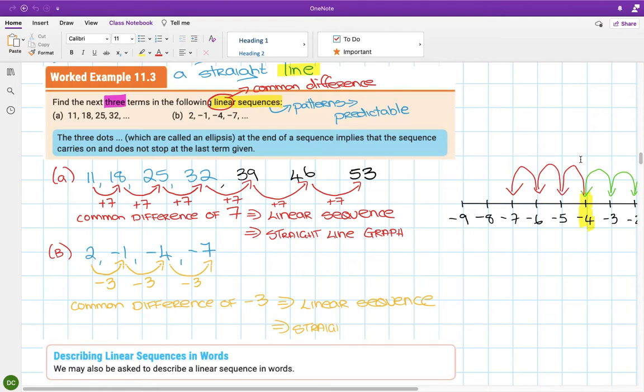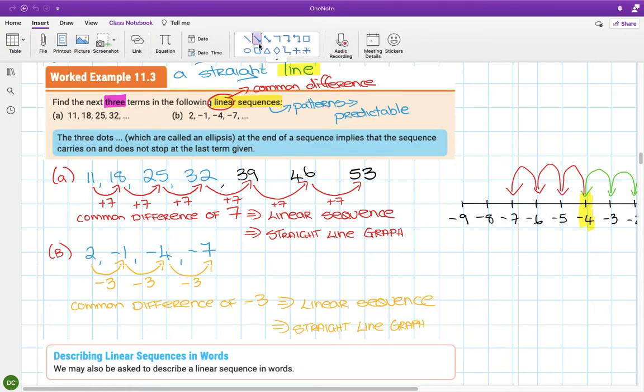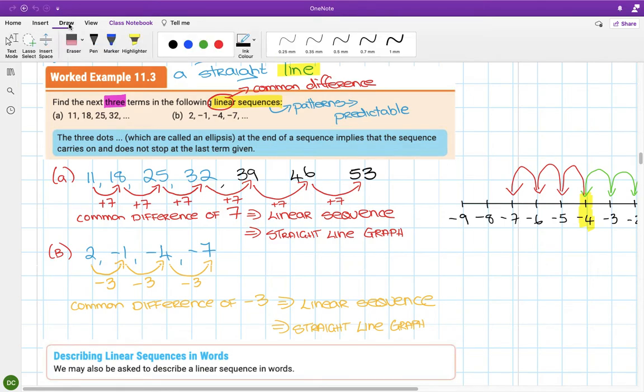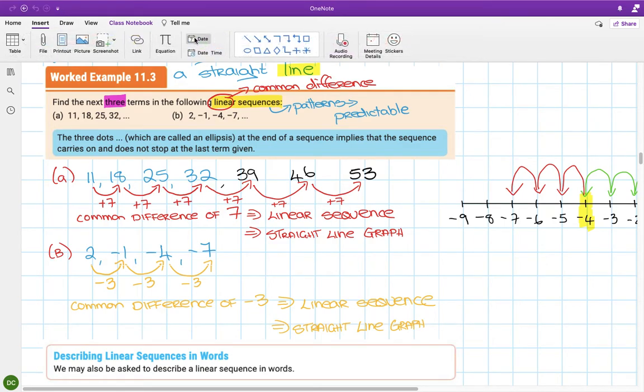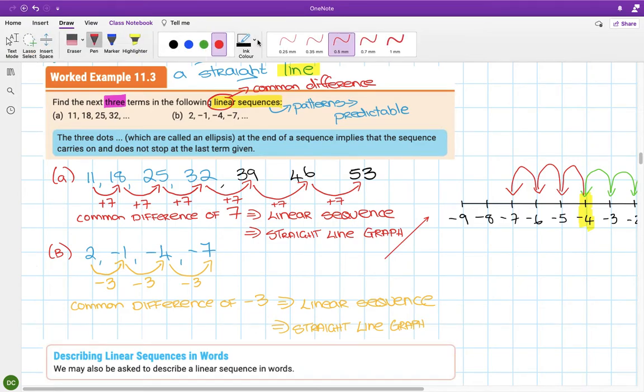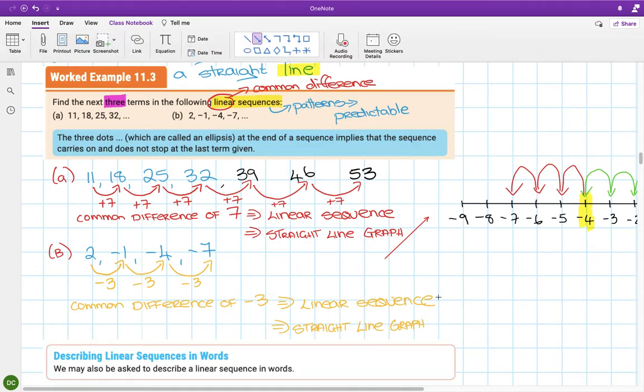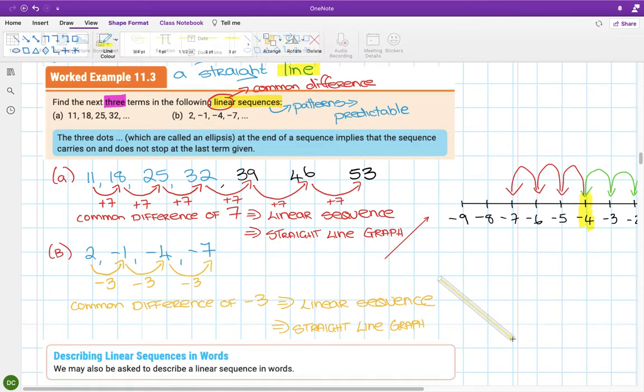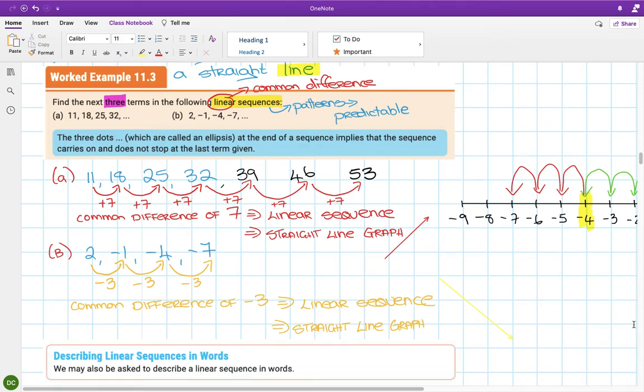If I were to graph it, in this one up here, in this straight line graph, it would be a graph that's going up like that. Whereas in the second one, the graph would be going down, because the numbers are getting smaller.